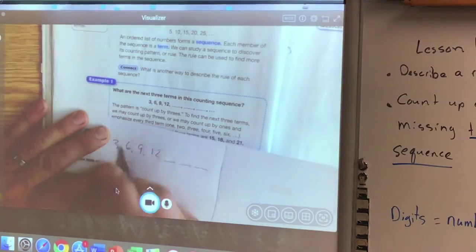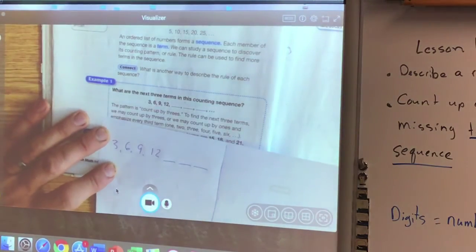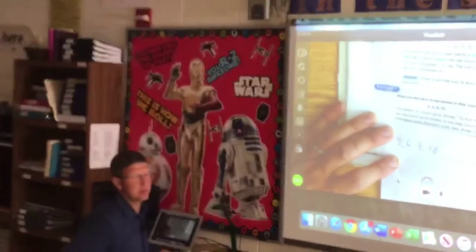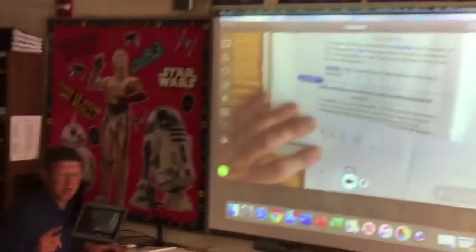First of all, we ask ourselves, am I going up or am I going down? Say it with me. Am I going up or am I going down? In other words, are the numbers getting bigger or smaller? 3, 6, 9, 12. The numbers are getting bigger.